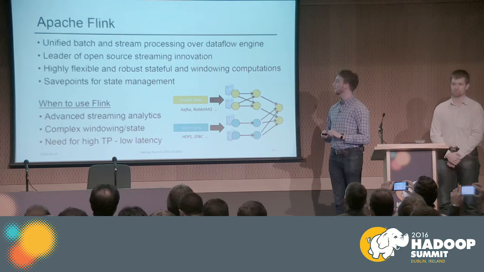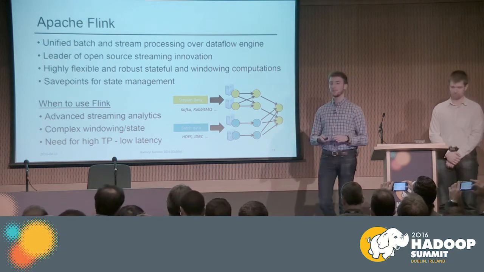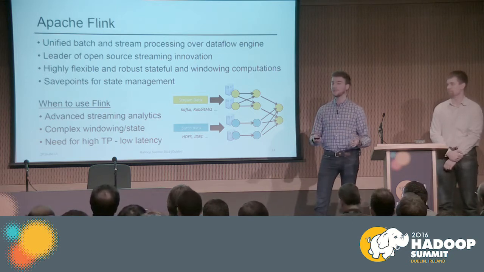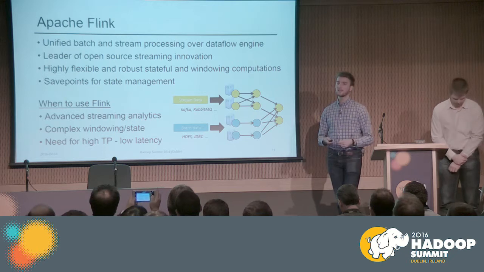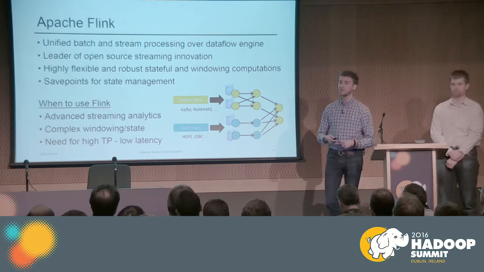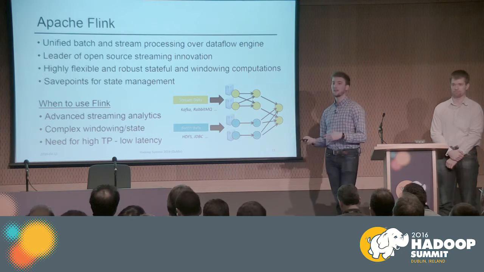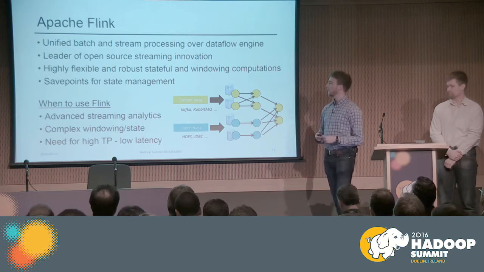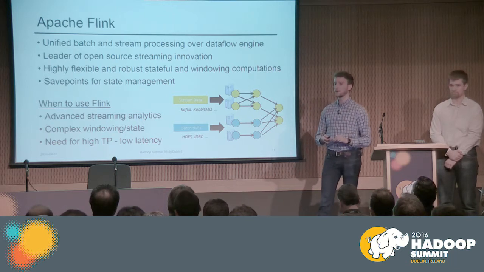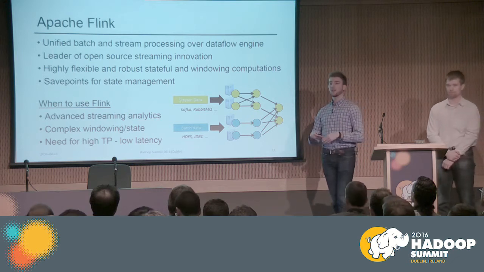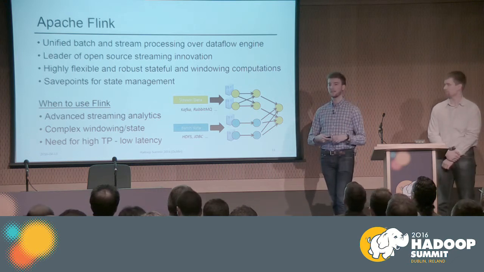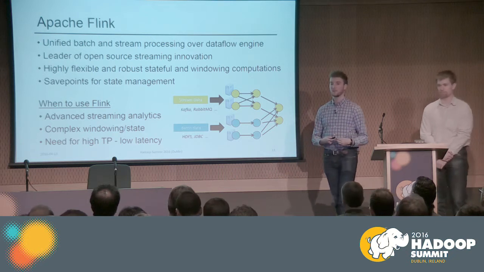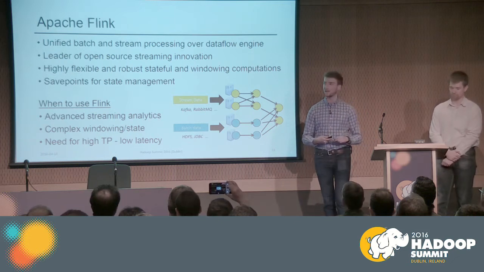So next system is Apache Flink. Similarly to Spark, it also does both batch and stream processing, but it does it on a native data flow runtime. It's safe to say that Flink has become the leader of open source streaming innovation, and concepts like windowing and handling complex stateful applications have been done first in Flink properly. So if you've seen the Storm talk, there they talk about how they have added the state abstractions. And actually, the algorithm they take there is an adaptation of Flink's algorithm. But Martin will cover these details later.